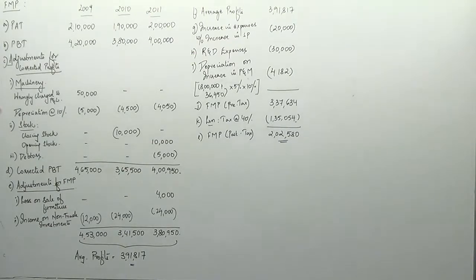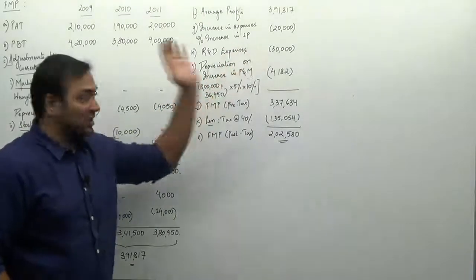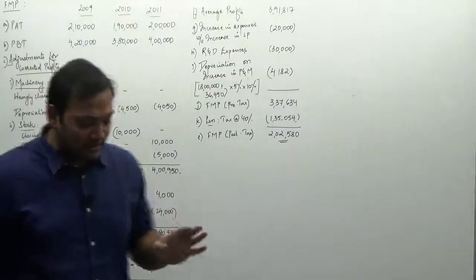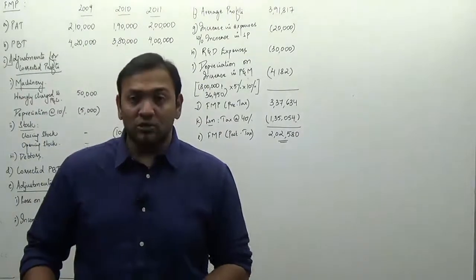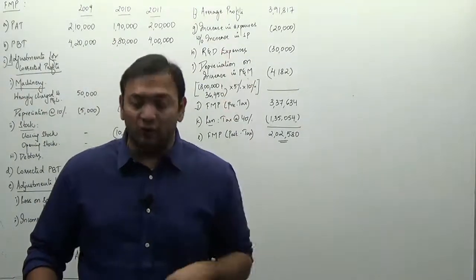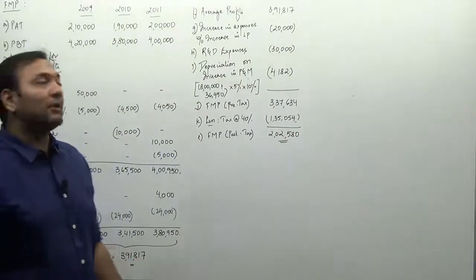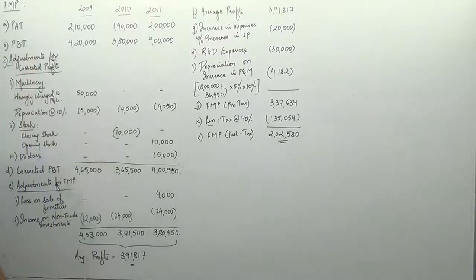So we split the calculation to get first corrected current year profits, then adjustment to FMP in the past years, and then FMP adjustment in the future years. So three parts, and finally I got FMP post tax. Now once you get FMP post tax, that is the first determinant of goodwill. The second determinant of goodwill should be your capital employed. To get average capital employed, always start with terminal, deduct half of current year profits, and we'll get the answer.